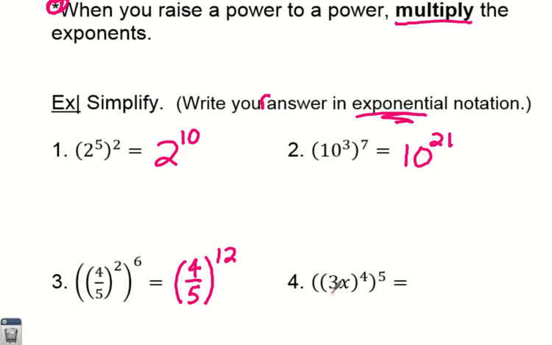Same kind of thing in number 4. The thing that's being raised to the 4th and then re-raised to the 5th is the entire 3x in parentheses. So make sure, once again, you put 3x in parentheses for that final exponent of 20. Okay?